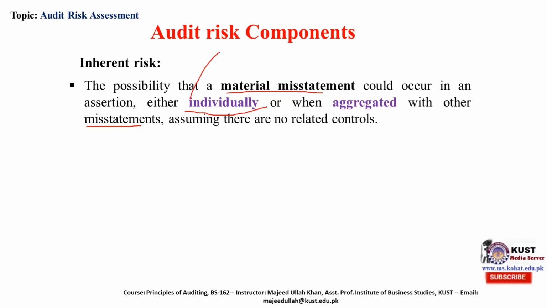Individually means at the account balance level, at the transaction level, or at the disclosure level. The misstatements may be possible, or they are not material individually but become material when aggregated. Assuming that no related control is possible for this material misstatement, it is inherently possible in the system that there might be material misstatement in the financial reporting, at the financial report level or at the assertion level.